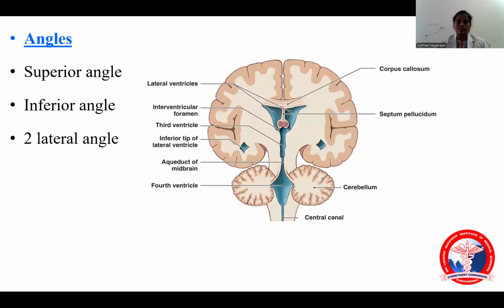Moving on to the angles. This one is the coronal section, wherein we can see the angles of the fourth ventricle. There are four angles: the superior angle, the inferior angle, and two lateral angles. So this is the fourth ventricle, the cavity of the hindbrain. We can see this one is the superior angle, this is the inferior angle, and then we have two lateral angles which are extending into the cerebellum.